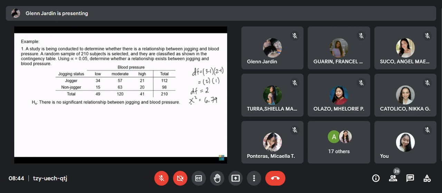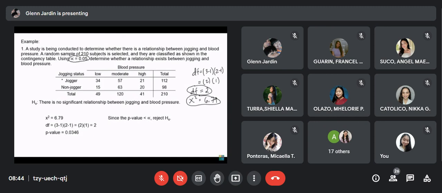So, once you access that link, i-input nyo lang ang ating chi-square value na 6.79. I-input nyo din ang ating degrees of freedom at itong ating alpha. It should give you a p-value of 0.0346. And comparing that to 0.05, mas maliit itong ating p-value.